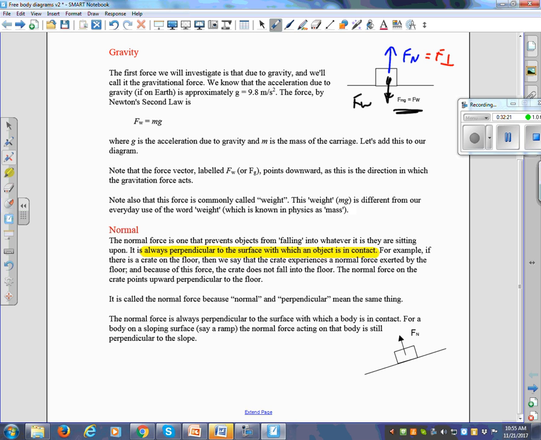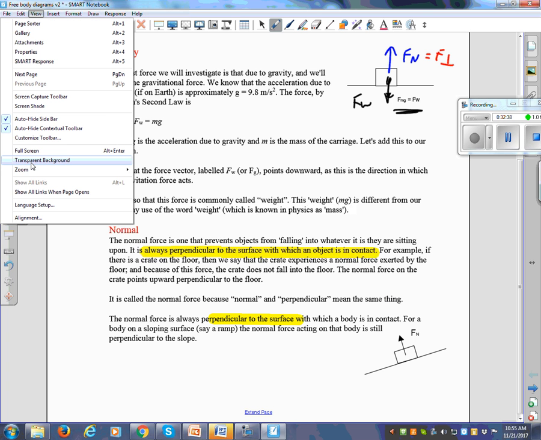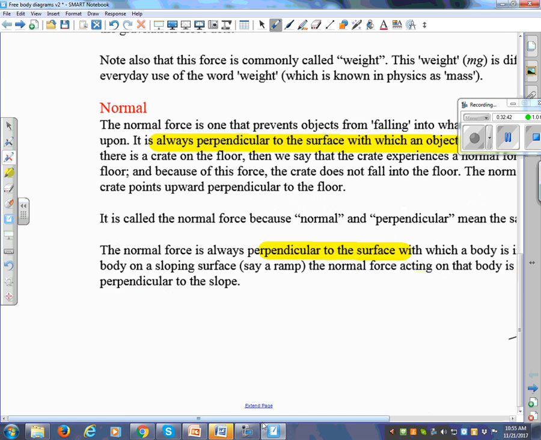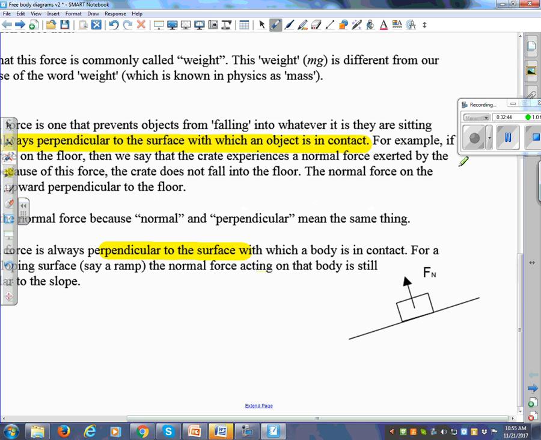No, that's parallel. Perpendicular means 90 degrees. The normal force is always perpendicular to the surface with which a body is in contact. For a body on a sloping surface like a ramp, the normal force acting on the body is still perpendicular to the slope. So in this case, way down here at the bottom, my normal force is like that.